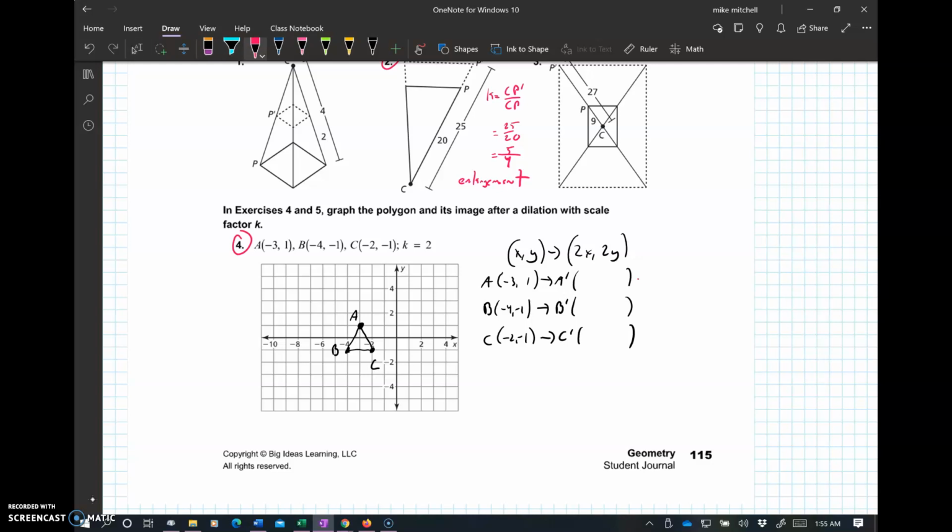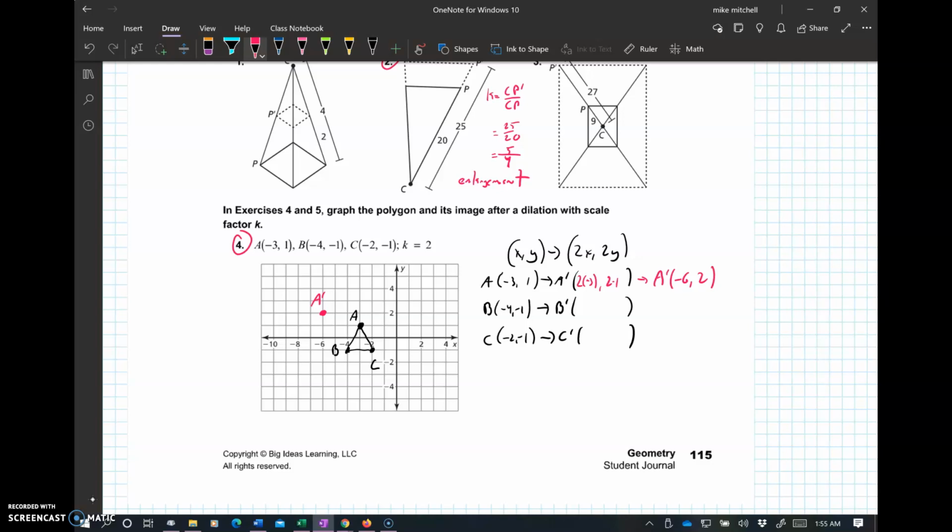This one is just writing out the rules. We've got k equals 2. I've already graphed my first point, A prime. So that's going to be 2 times -3, and 2 times 1, which gives me A prime at (-6, 2). I'm going to plot that, (-6, 2), and there's my A prime.